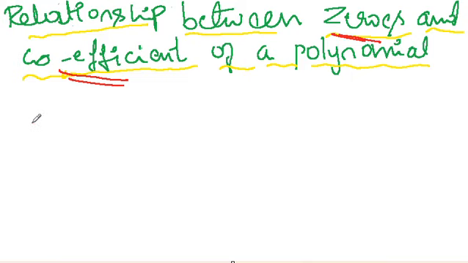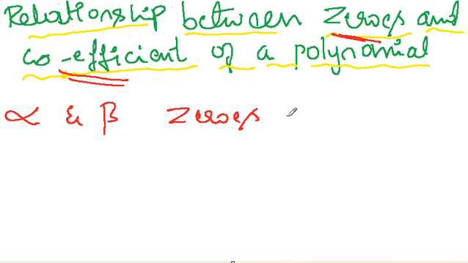To study this, first, in general, I'm going to consider alpha and beta as the two solutions, the zeros of a quadratic polynomial. I'm taking quadratic here. In the last video I already explained the different types: quadratic, cubic and linear. Quadratic means the degree of the polynomial should be equal to 2.